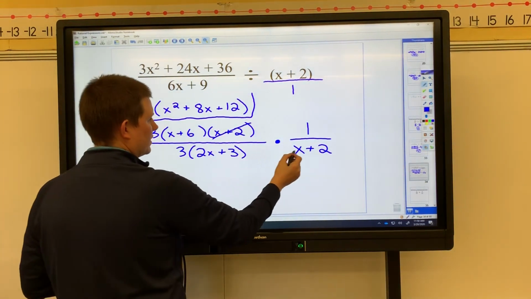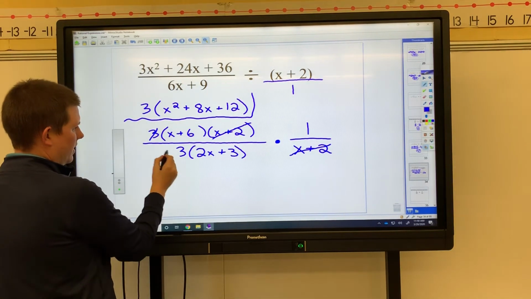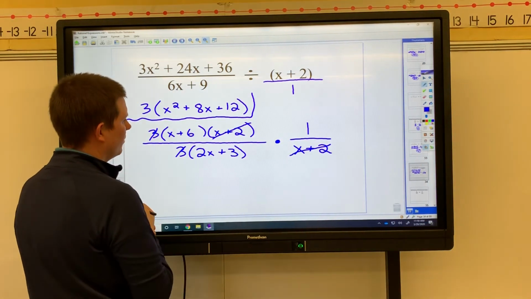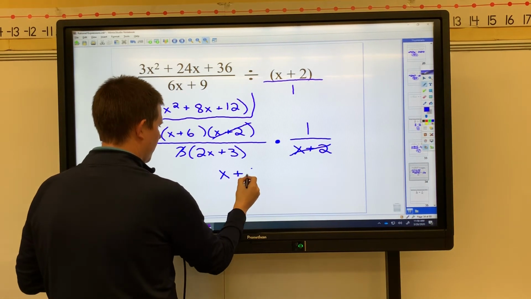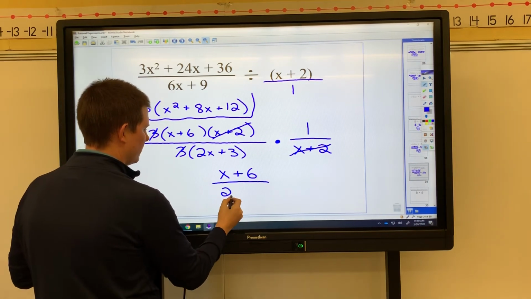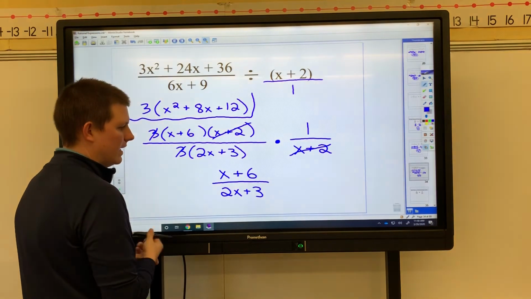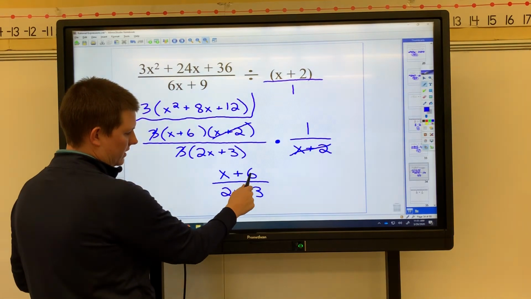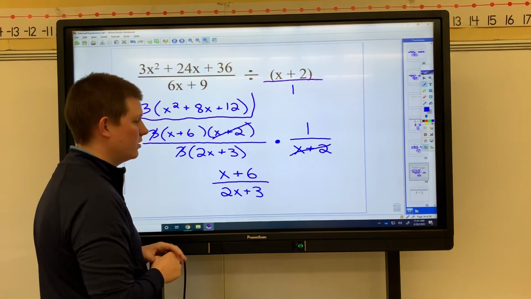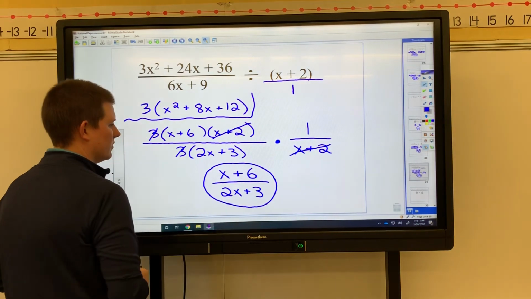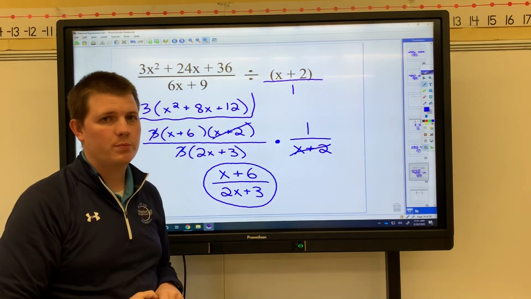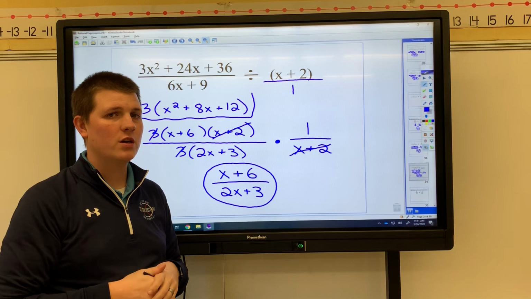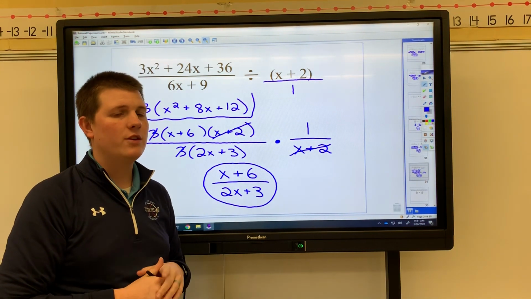So I see an x plus 2 and an x plus 2. I also see a 3 and a 3. Everything else needs to stay. So on the numerator, I have a 1. You don't really need the 1. So I have x plus 6. On the denominator, I have 2x plus 3. You cannot simplify the 6 with the 3 or the 6 with the 2, because once again, this is a binomial, and so is that. And you cannot simplify just parts of polynomials. So my answer is x plus 6 all over 2x plus 3. That is dividing rational expressions. It's just like multiplying rational expressions, except before you start, you take the reciprocal of the second fraction and you change it to a multiplication problem.